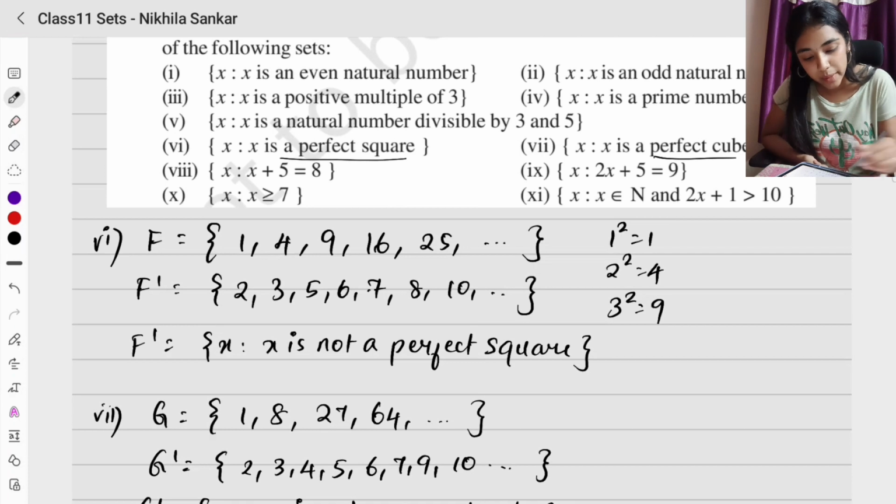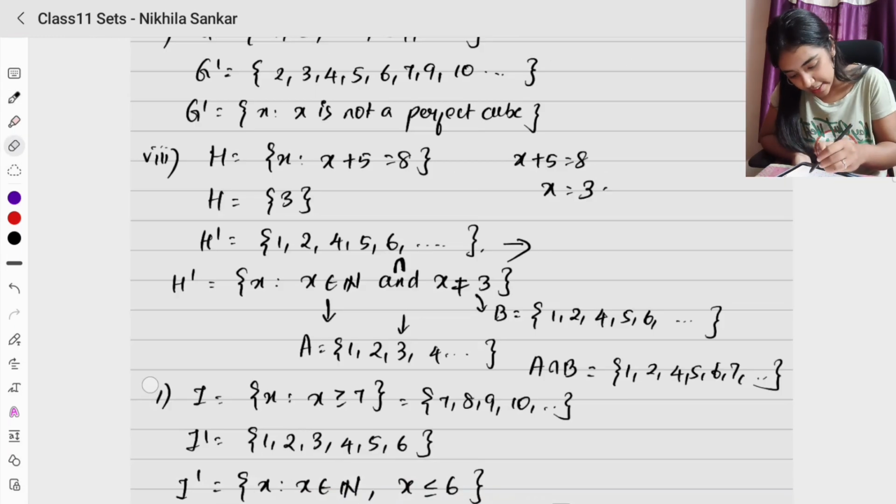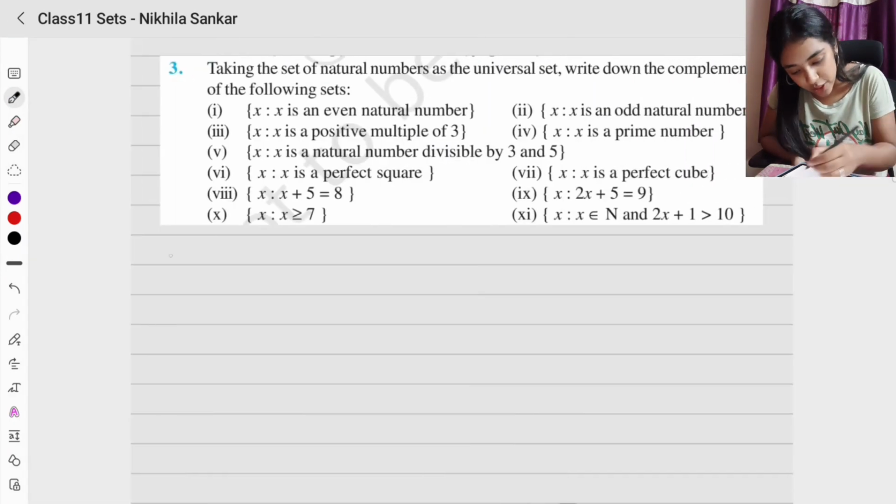That is finished. Oh, I missed the 9th. This is my 10th subsection. Please correct this. Now the 9th subsection, I'll write it on the next page.